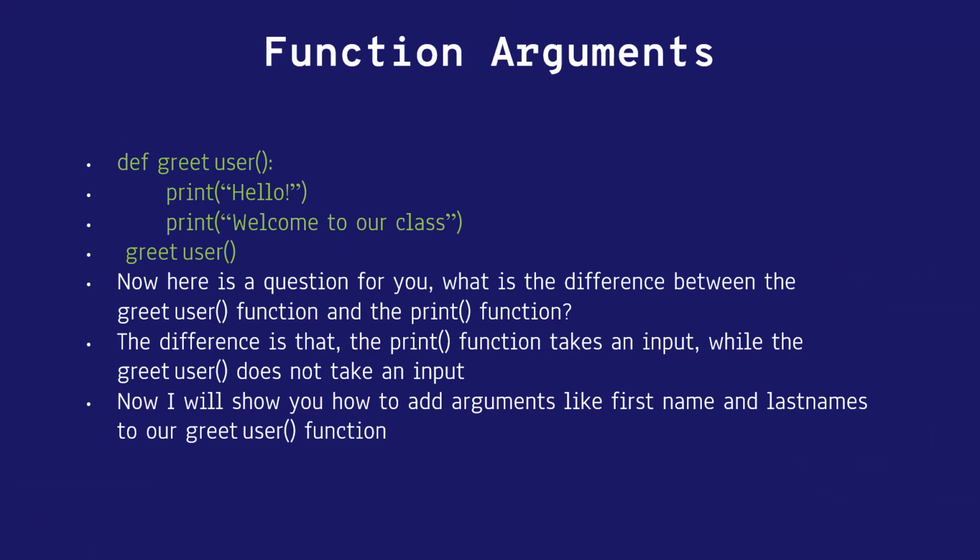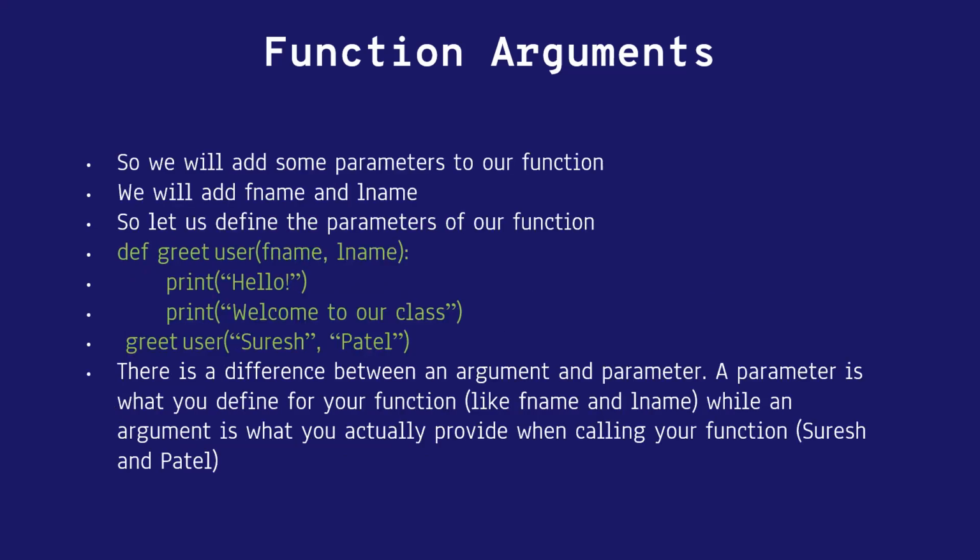not take an input. Now I'll show you how to add arguments like first name and last names to our greet user function. So we'll add some parameters to our function. We will add first name and last name, which I have abbreviated as fname and lname. So let us define the parameters of our function. So we have our function the way we had last, greet user, and I've given some arguments.